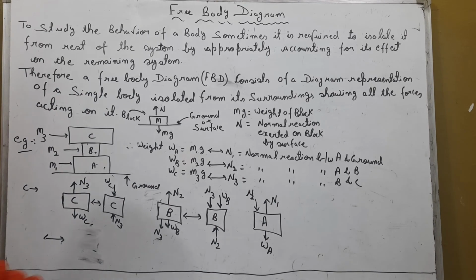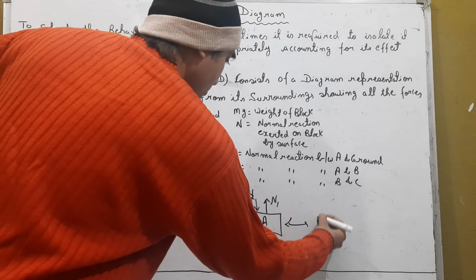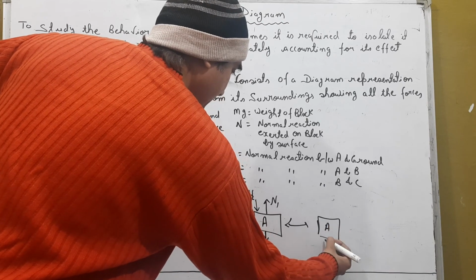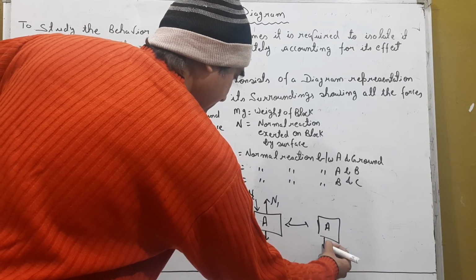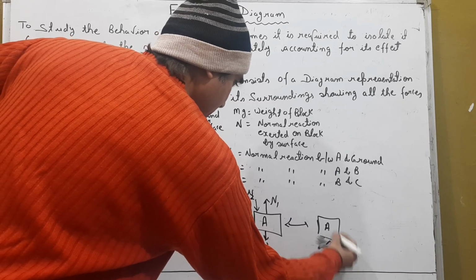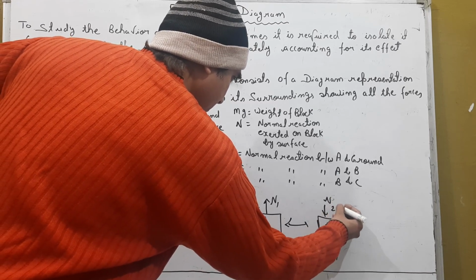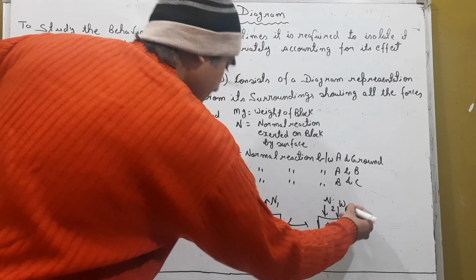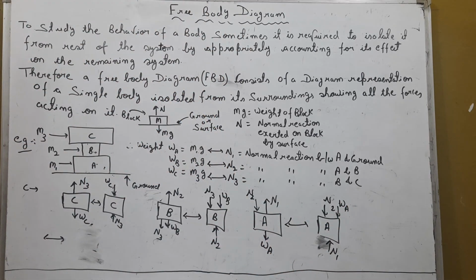Again, it is similar to this: this is A, and we have N2 and WB. So both representations are the same. This is the way we represent the free body diagram. Thank you very much.